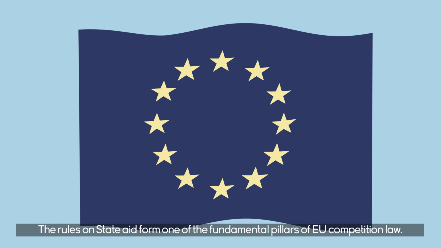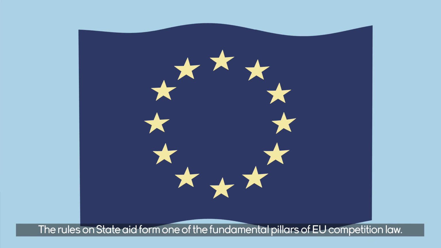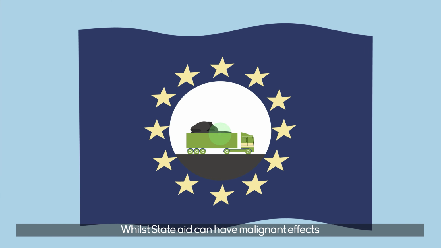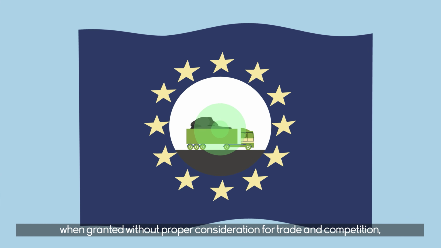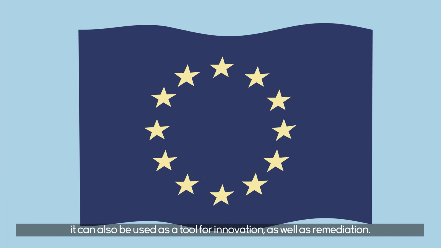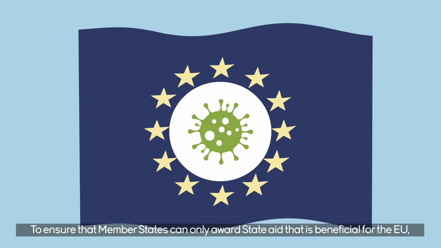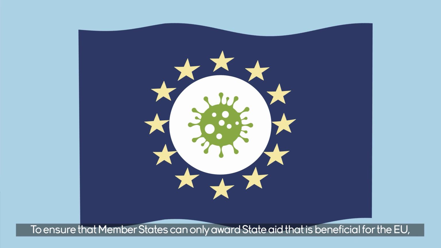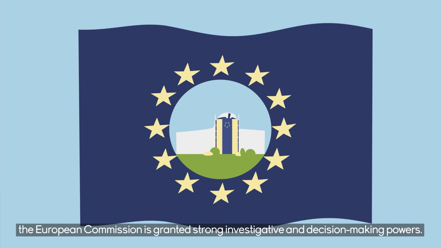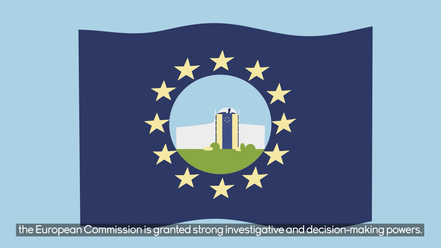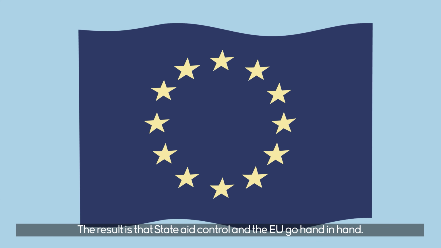The rules on state aid form one of the fundamental pillars of EU competition law. While state aid can have malignant effects when granted without proper consideration for trade and competition, it can also be used as a tool for innovation, as well as remediation. To ensure that member states can only award state aid that is beneficial for the EU, the European Commission is granted strong investigative and decision-making powers. The result is that state aid control and the EU go hand in hand.